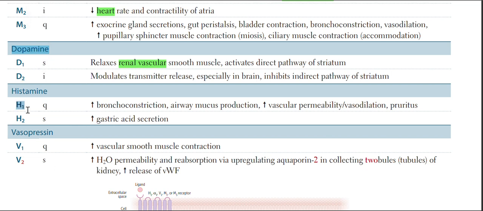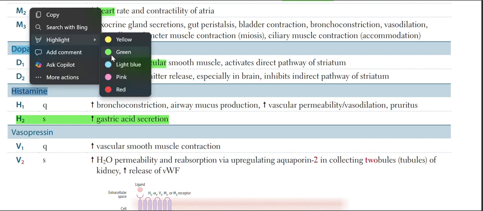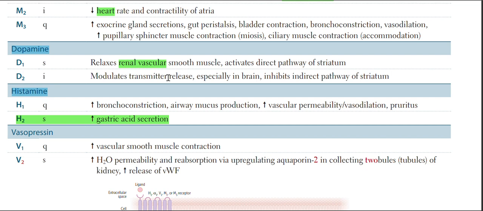Next, we have H1 and H2 receptors for histamine, and this is important. This line here is important: the H2 receptors specifically increase gastric acid secretion, and the H1 receptors do everything else. Furthermore, there are certain important things about histamine I would like to point out. There are two classes of antihistamines: the first generation antihistamines and the second generation antihistamines.